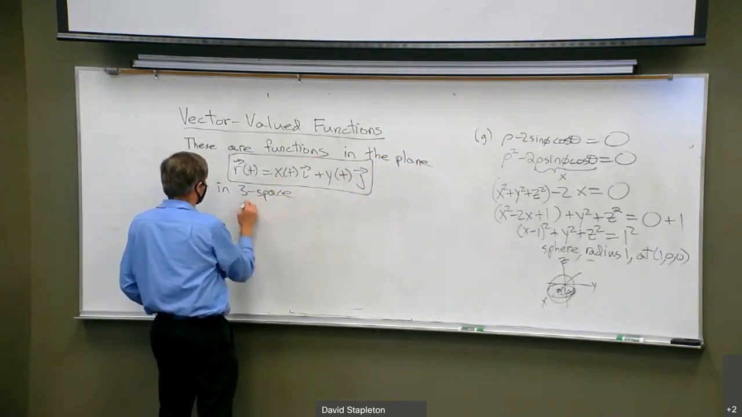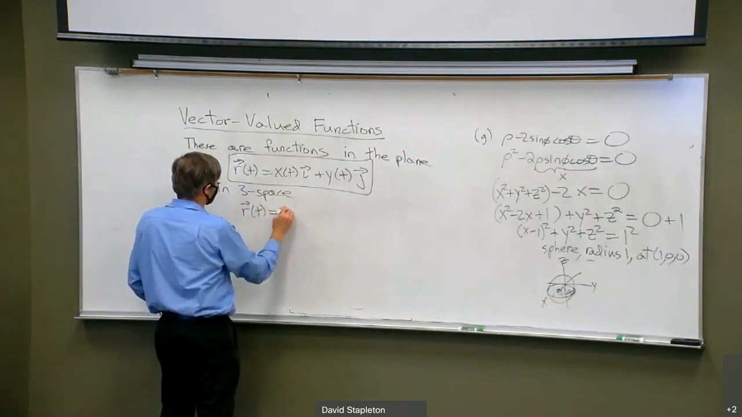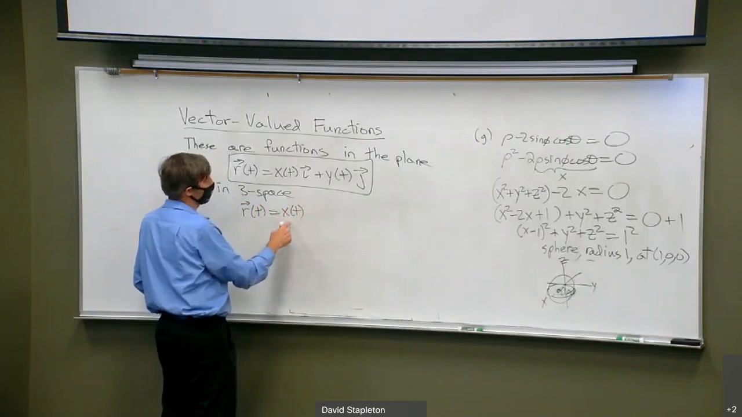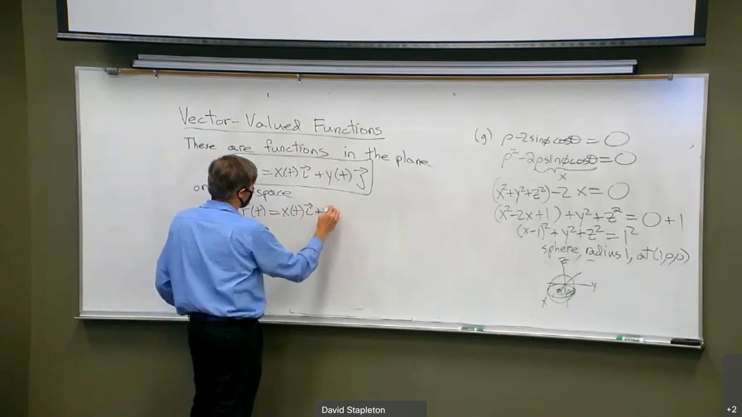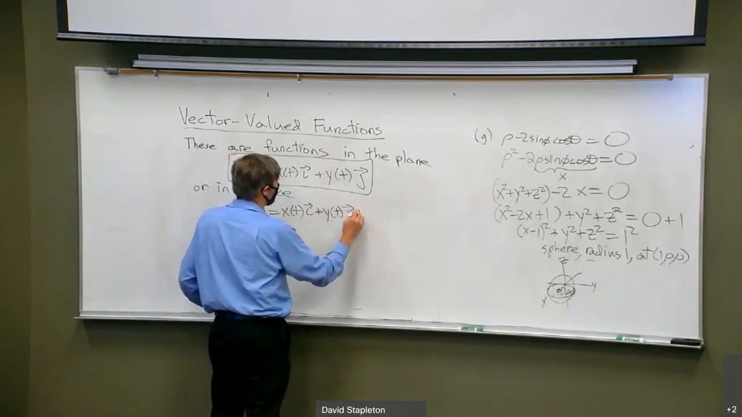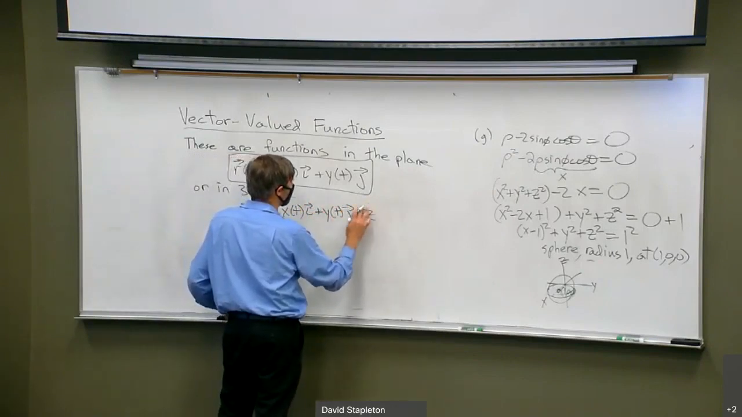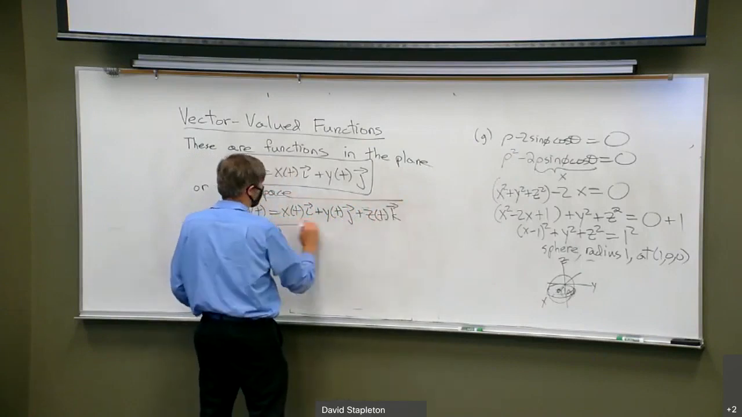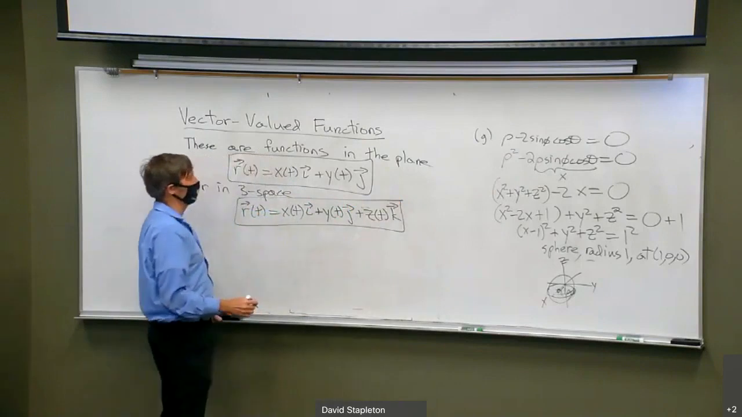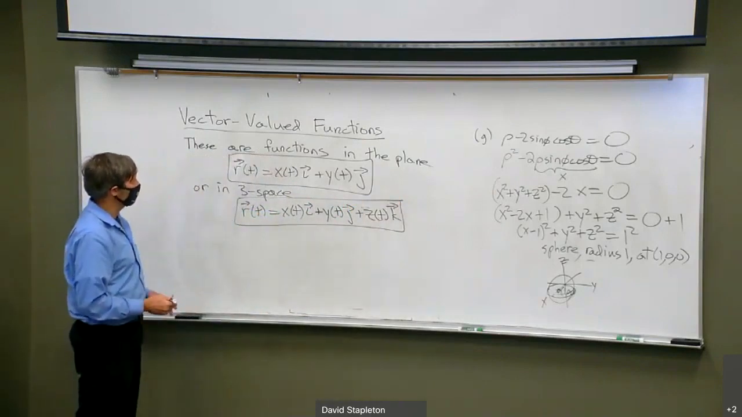We can say R of t is x of t i plus y of t j plus z of t k, where x, y, and z are ordinary functions, sometimes called scalar functions, to identify them as not being vectors. So this is how you can specify a rule. If you input t, a real number, you get out a vector.